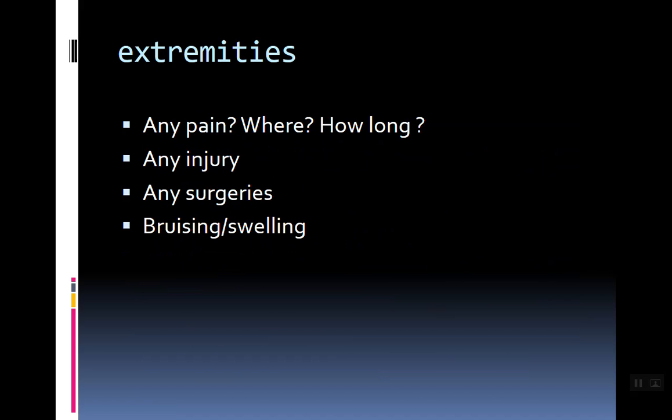Extremities, we don't do a lot of extremities, but you're going to get them from time to time. Ask about any pain, where, how long, any injuries, any surgeries, any bruising, any swelling, any dislocations. That's an important question that MR always has to ask, if there's been any dislocations.